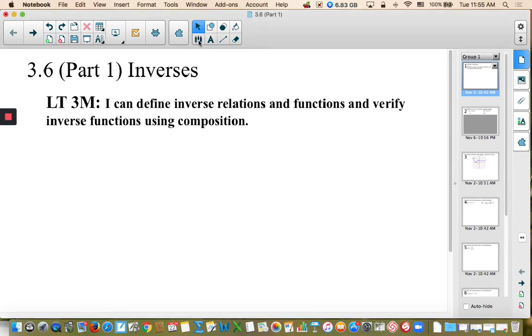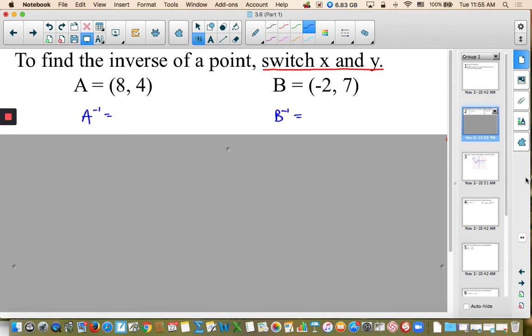All right, lesson 3.6 is about inverses and one-to-one functions. And in this first part, we are going to focus on inverses. If you recall from Algebra 3 for sure, maybe even Algebra 2, to find the inverse of a point, you are going to switch the x and the y.